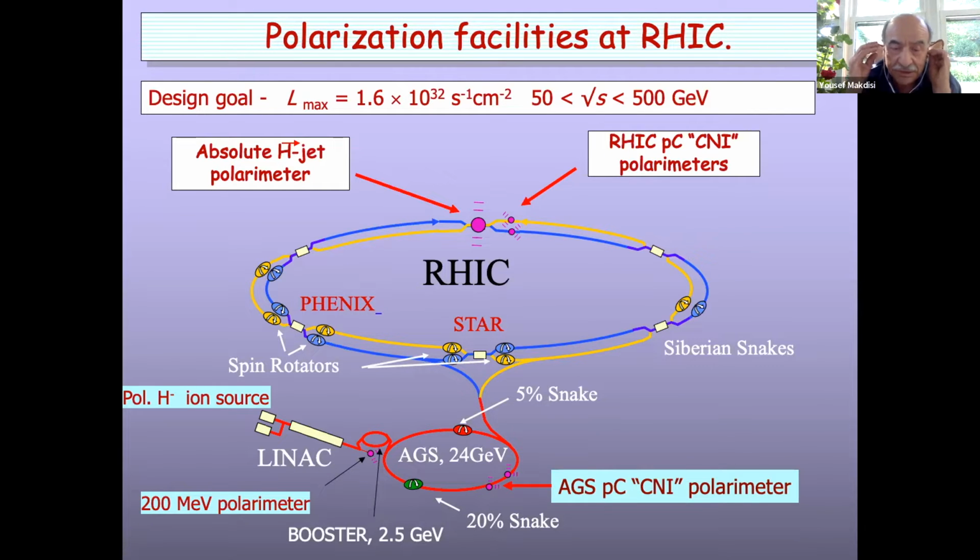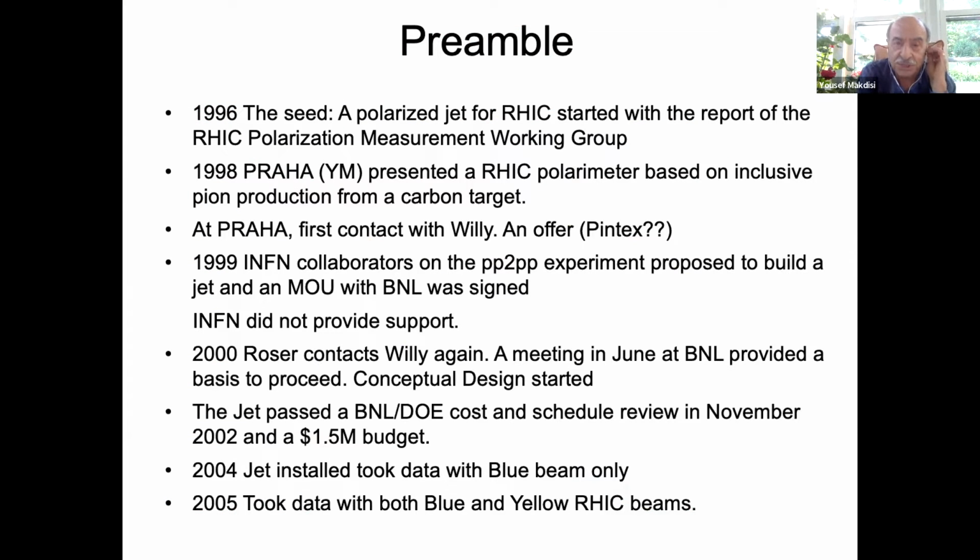I think Thomas already mentioned the polarimeters in RHIC. Actually, in addition to the 2 in RHIC, there is 1 in the AGS and 1 in the LINAC to make sure that we are able to deal with polarization properly everywhere. The preamble here is to show you how this developed.